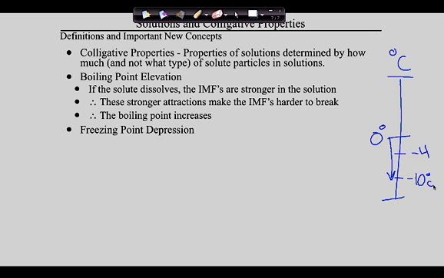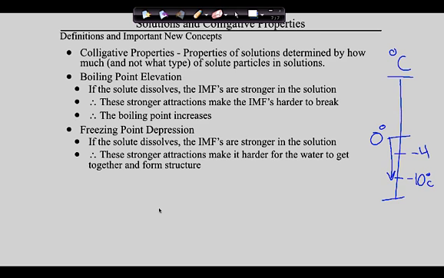So guys, that's why the freezing point goes down, because the water is tightly attracted to the salt, which makes it harder to let go and come over here and freeze. Does that make sense? So guys, let's summarize that. The freezing point goes down, and why? If the solute dissolves, we know the intermolecular forces are stronger. If the intermolecular forces are stronger, it makes it harder for the water to get together and form structure, and as a result, the freezing point goes down.